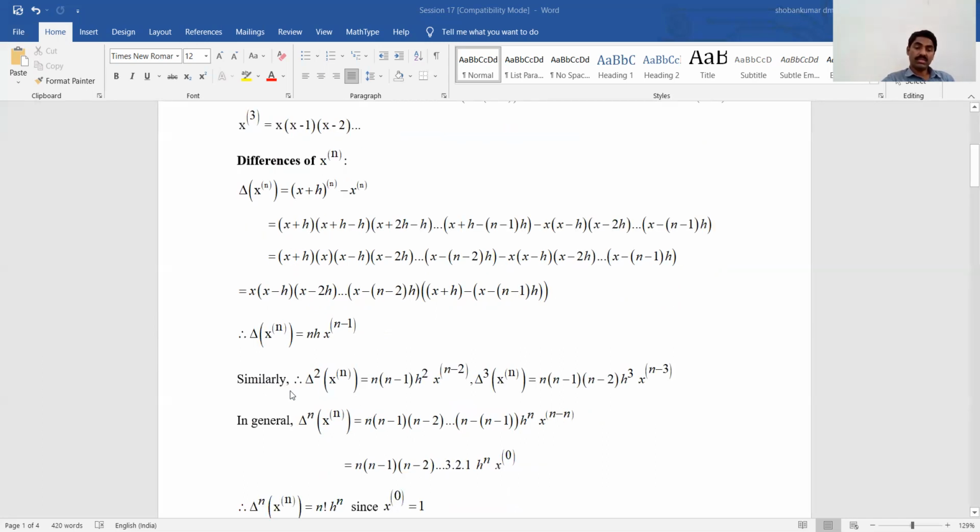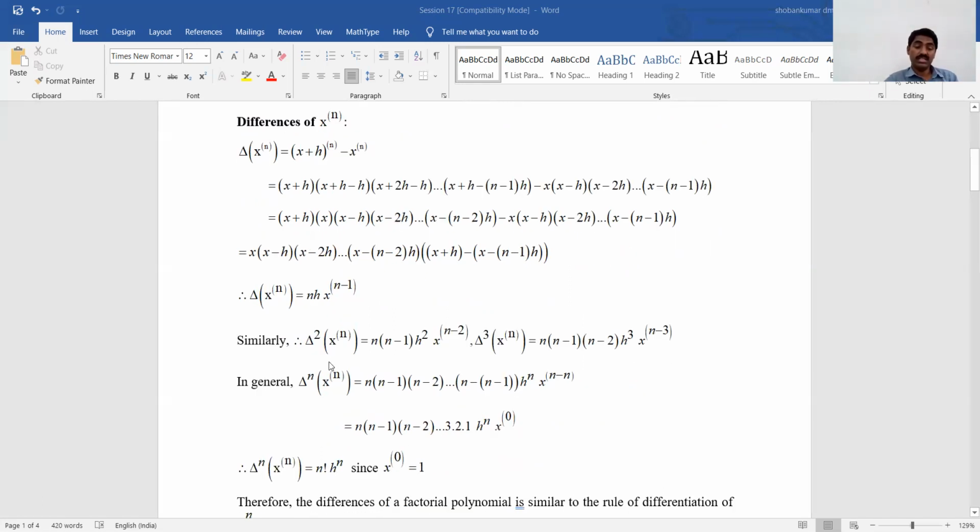Similarly, delta square x^(n) is n into n minus 1 into h square x^(n minus 2). In general, this is very important. In general, delta^n of x^(n) is n into n minus 1 into n minus 2 and so on, into 3 into 2 into 1 into h^n into x^(0). But x^(0) is 1.